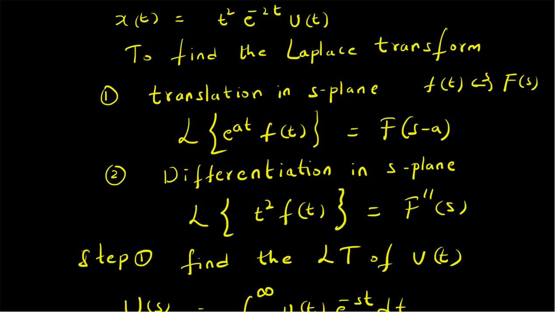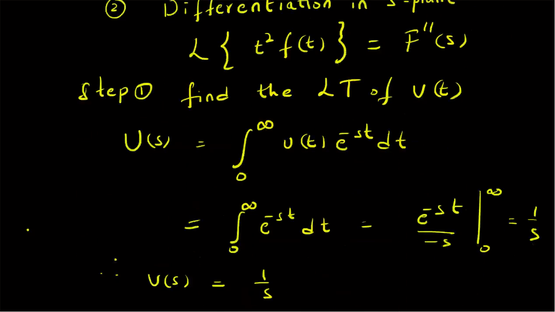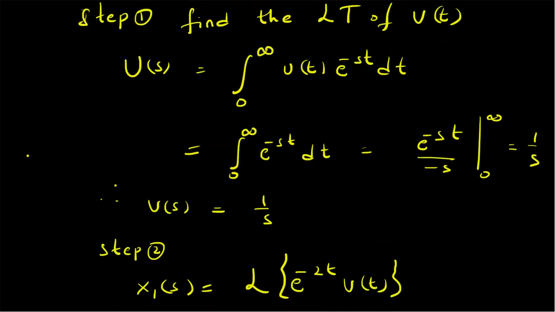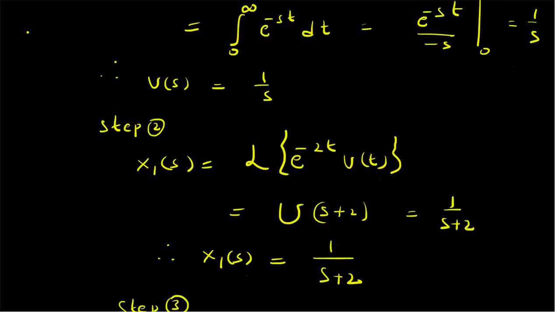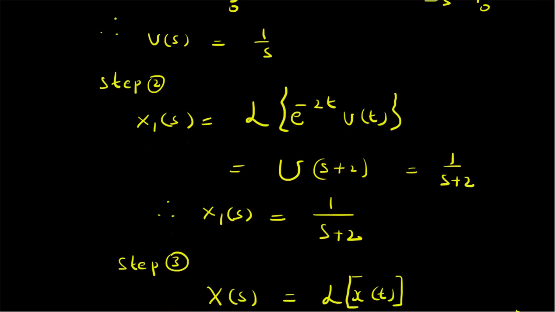So step 1 for finding the Laplace transform is to first find the Laplace transform of u(t), which is simply found to be 1/s. Now for the second step, we have to find the Laplace transform of e^(-2t) u(t). By applying the translation in s-plane property, we have found that X1(s) is 1/(s+2).